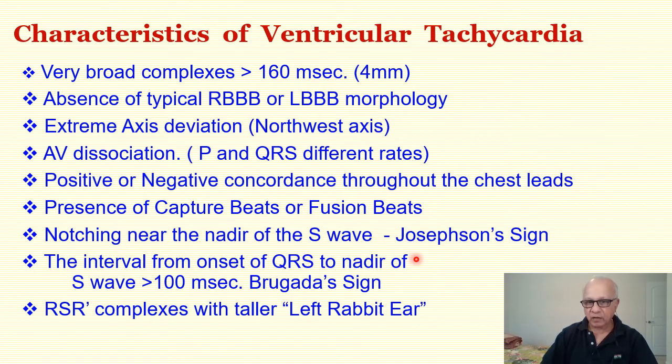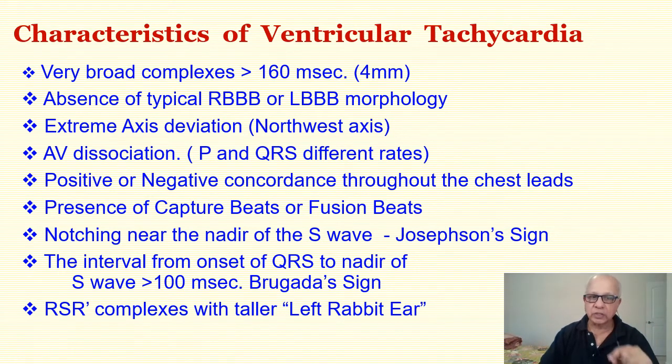Notching near the nadir of the S wave. This is seen in precordial leads, which is known as Josephson's sign. I'll come to it again. The interval from the onset of QRS to the nadir of S wave that is more than 100 milliseconds is called Brugada sign. From the onset of QRS, the beginning of the QRS, to the nadir of the S wave. And the last is RSR complexes with a taller left rabbit ear. So these are the criteria which we should take into consideration.